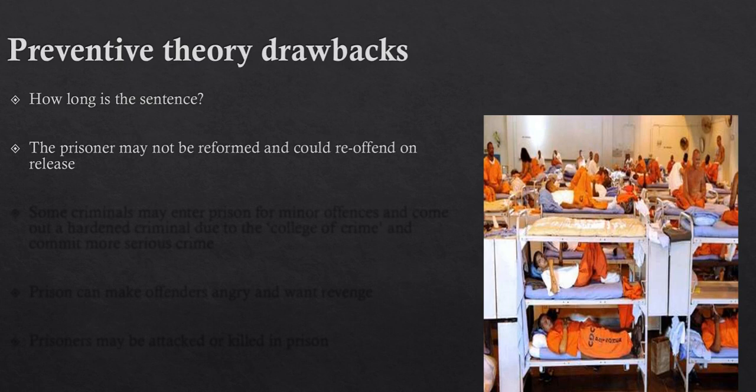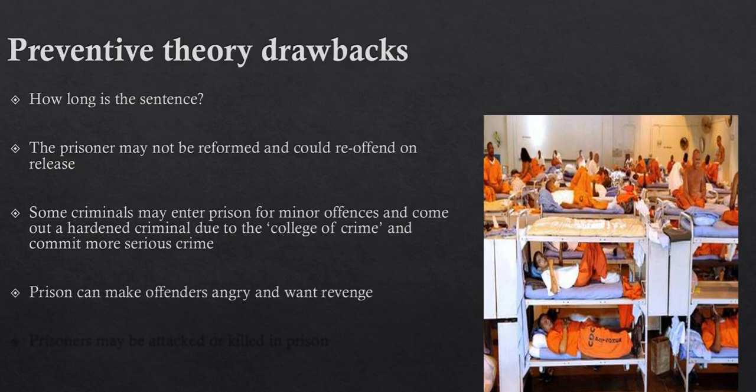Now second, the prisoner may not be reformed and could reoffend once released. If you see, there are some habitual offenders who commit crime, go to jail, and then after serving the punishment they come back again and commit the crime. Then how will the preventive theory serve the purpose for these kinds of offenders?